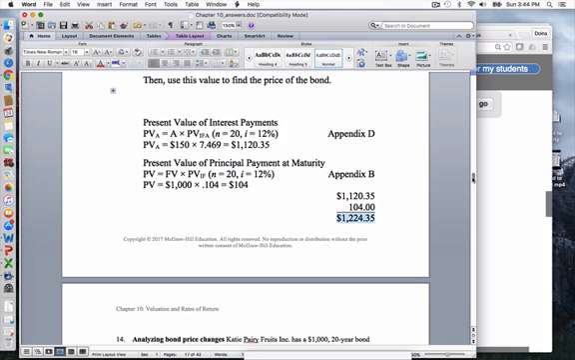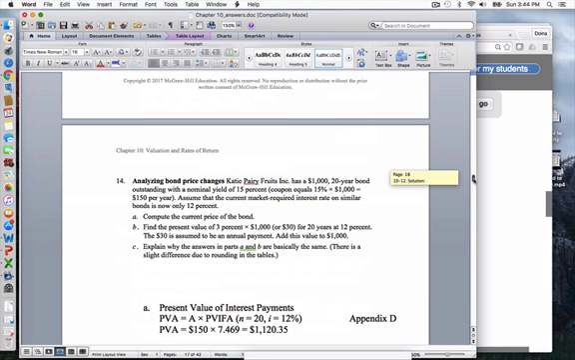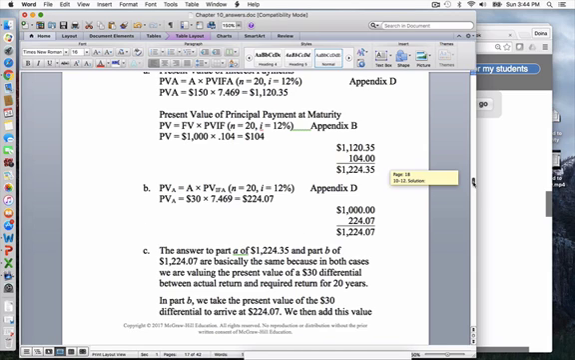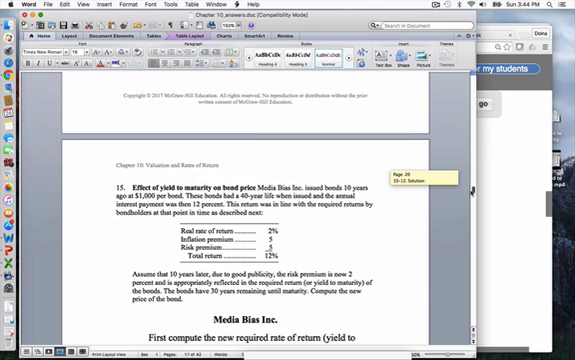Let's see if we find another one. Well, the next one is the same with different numbers. I'm going to assign some individual work for you. And let's see what we have.